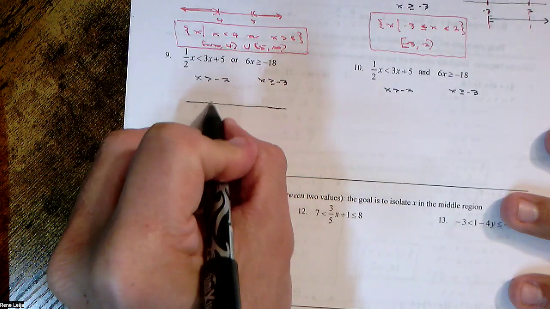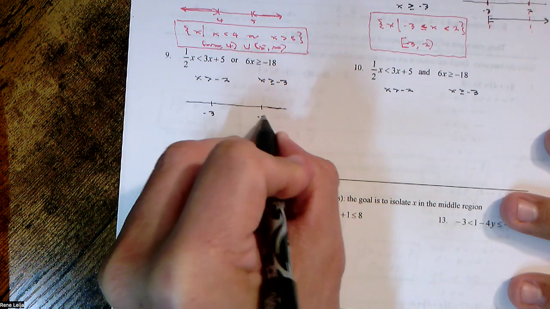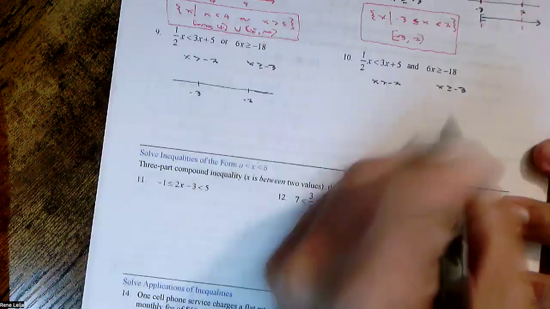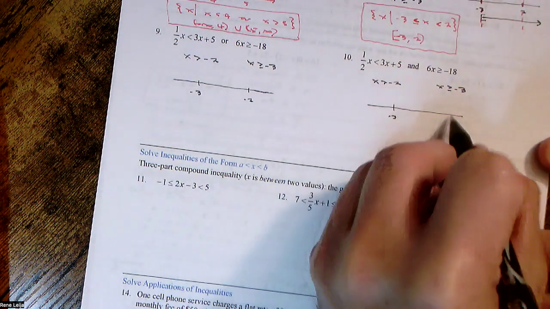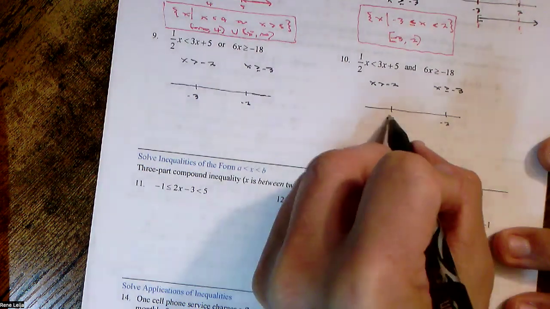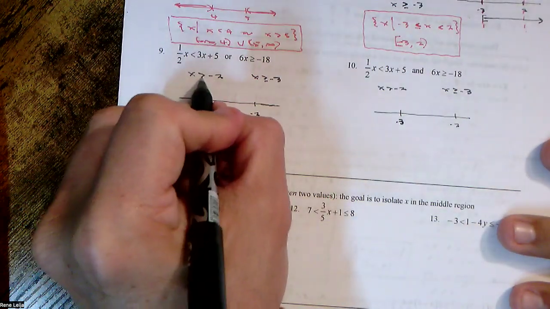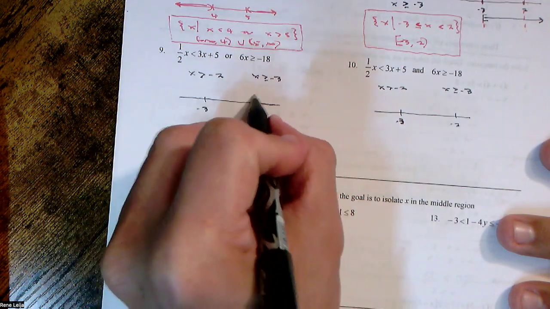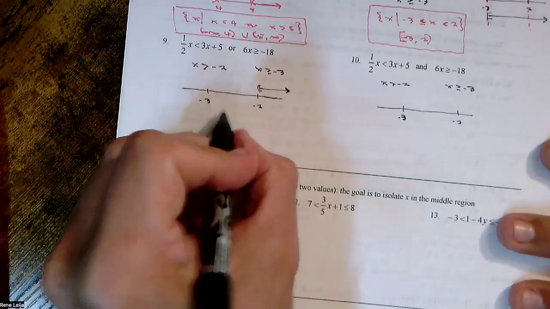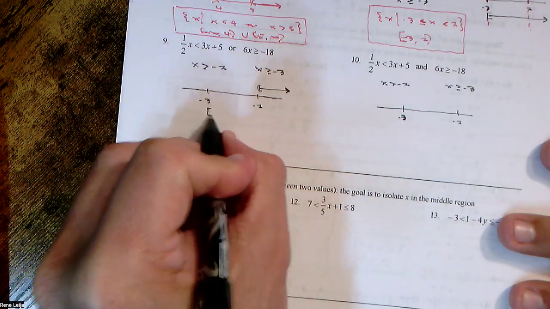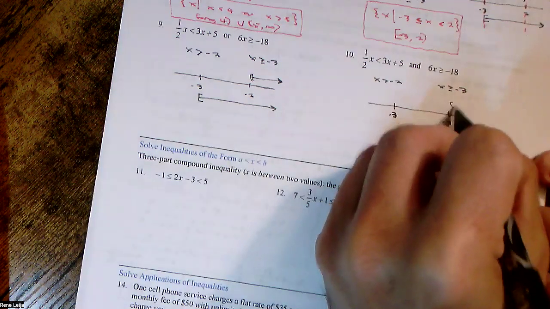Okay, so I'm going to put this on a number line and put them in order. So we have the -3 first and then the -2. I want to do the same thing over here, -3 and -2. Okay, so x is greater than -2. So that's a parenthesis that opens towards the right. X is greater than or equal to -3. That's a bracket that opens towards the right. So I'm just going to repeat this over here.